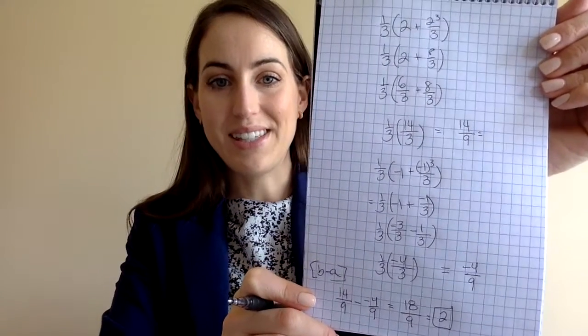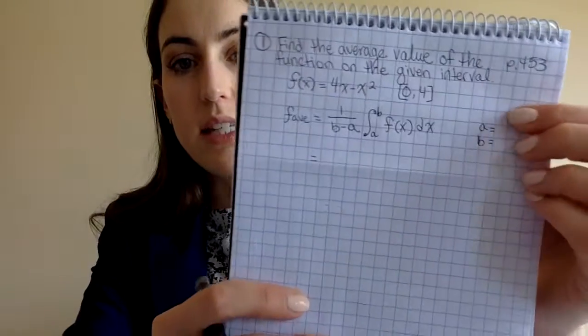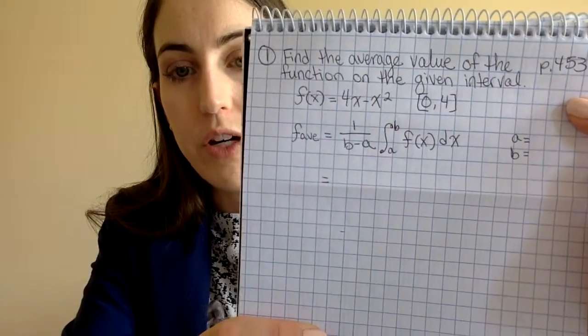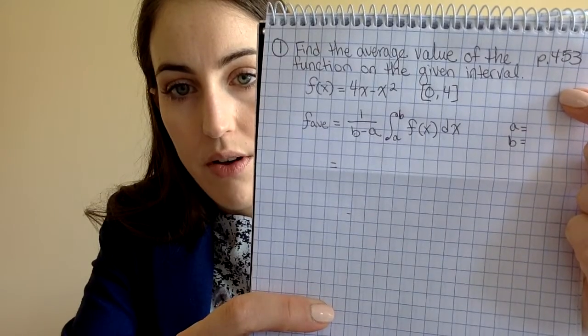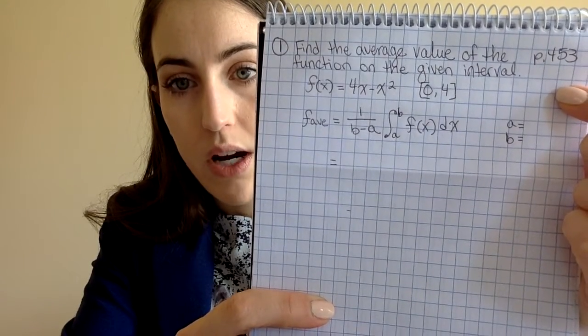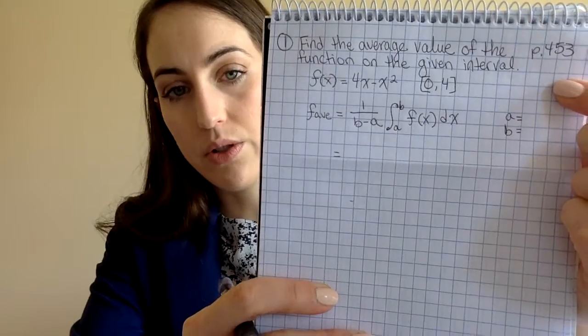Okay, let's do another one. And this will be exercise number 1 found on page 453. So I've copied down the problem. It says find the average value of the function on the given interval. The function equals 4x minus x squared. And our interval is 0 to 4.